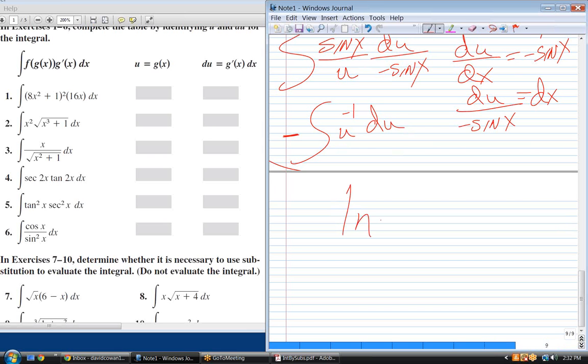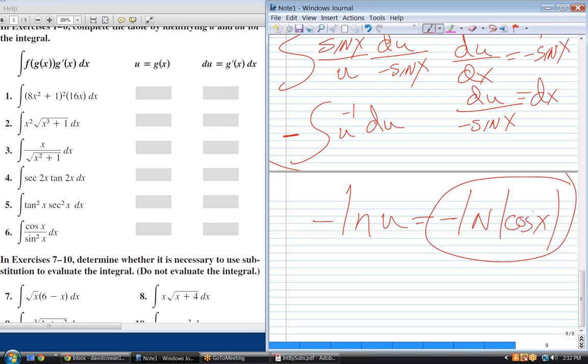So it's natural log of u, which is equal to minus the natural log of sine x. Oh, excuse me, cosine x. We let u equal cosine. So here's our answer, plus c.